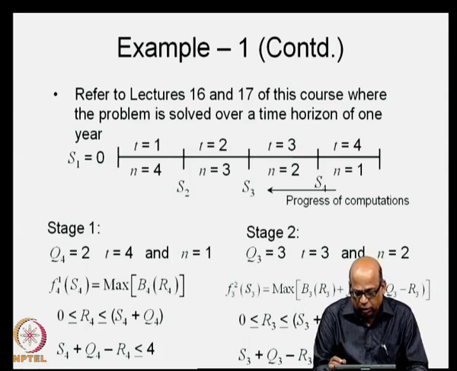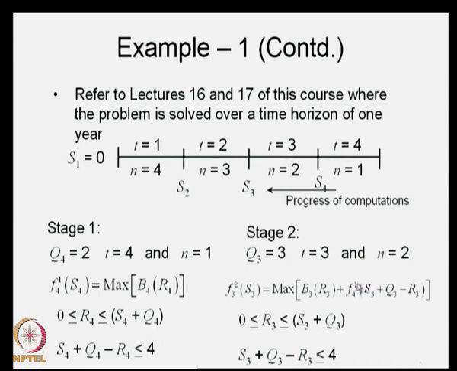In stage 2, we related with the system performance of the previous time period, which is t is equal to 4 in that case, previous stage F1, and then S3 plus Q3 minus R3 defines the state at that particular time period. This is a storage at the beginning of the time period 3 plus the inflow during the time period 3 minus the release that you have made during time period 3, which is the decision variable. So, this is how you relate from one time period to another time period, and of course, these conditions.